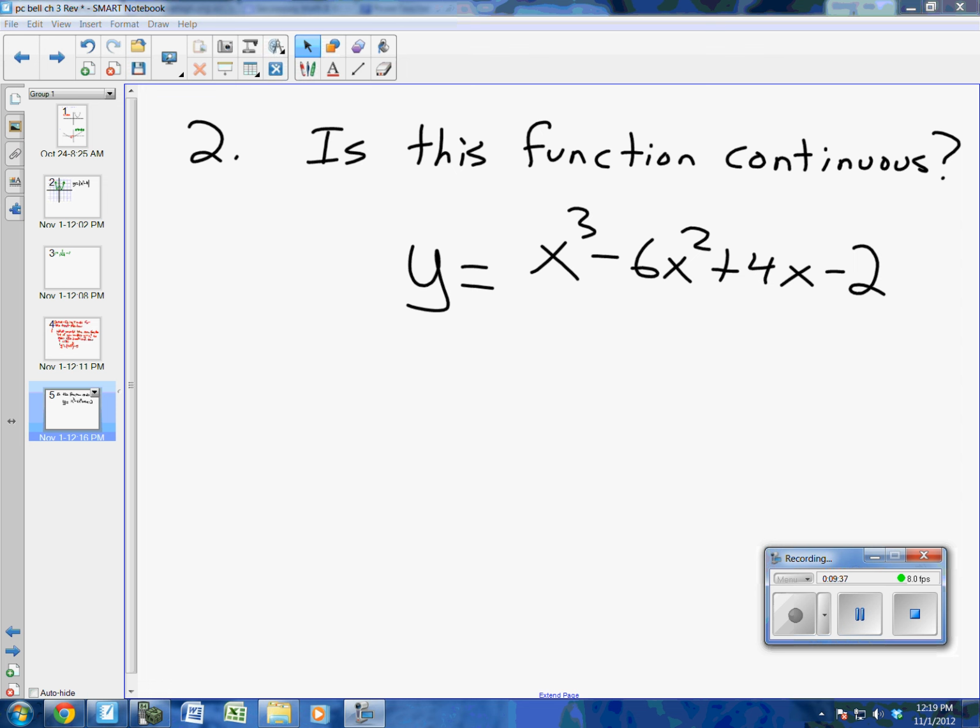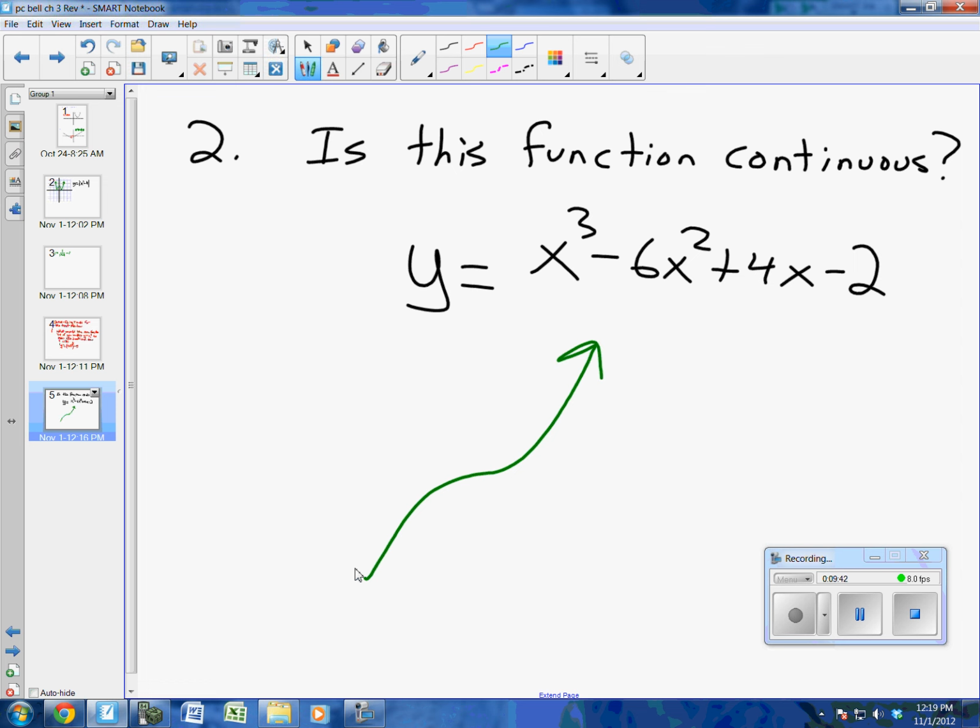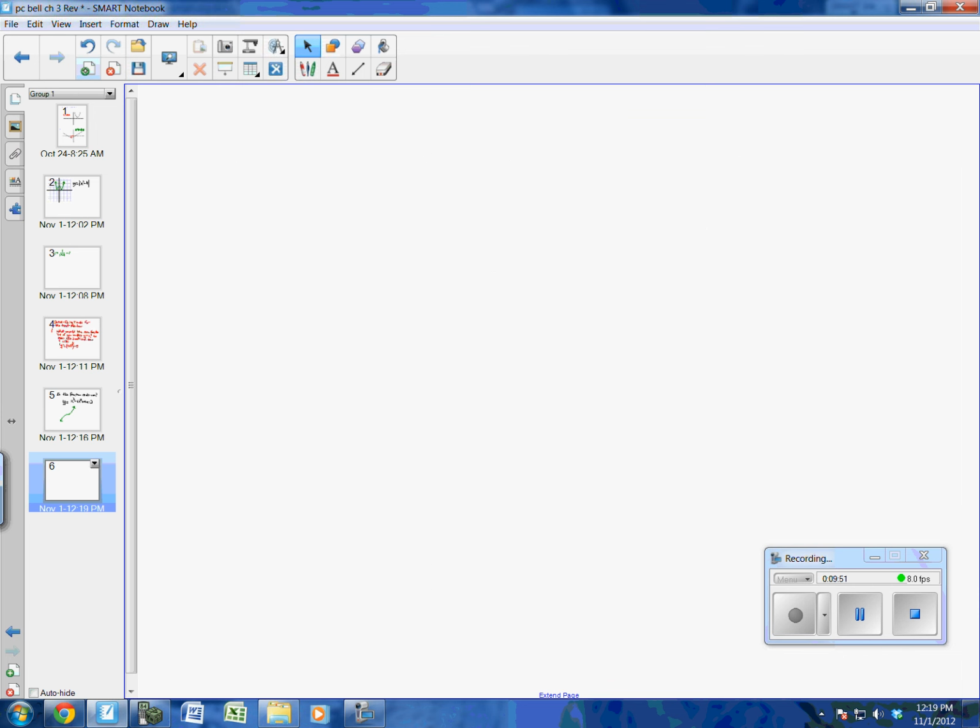By the way, this is a cubic function. It would look something like this. But you can draw this without ever lifting your pencil. Okay, and that's what we mean by continuous. Third problem right here. Is this one continuous?